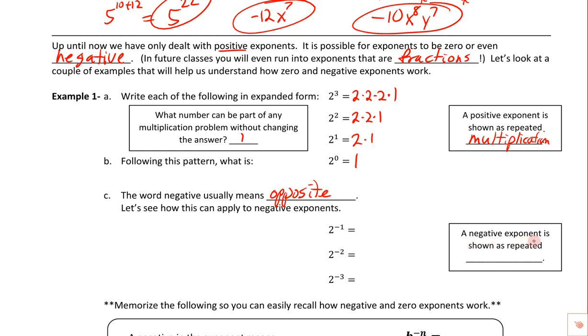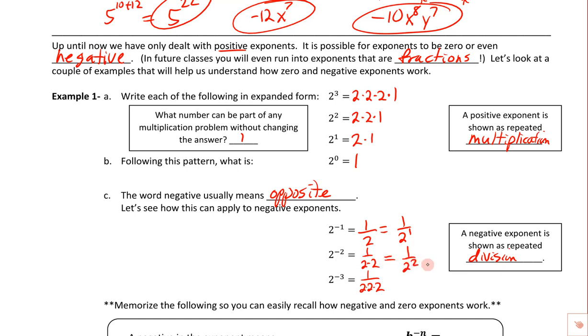A negative exponent is shown as repeated, okay, not multiplication, but as repeated division. So what this means is we're not going to be multiplying by 2 once, we're going to be dividing by 2 once. So we're going to divide by 2. Now notice that the 1 is still there. The 1 is always part of that problem. So on this one we're going to divide by 2 twice, so 2 times 2. And on this one we're going to divide by 2 three times, so that's going to be 2 times 2 times 2. So if we were to simplify this, this would be 1 over 2 to the first.